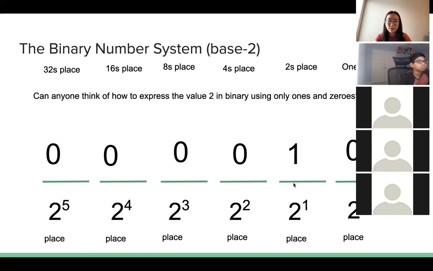So you put a 1 in the 2's place in binary, and so that's why we only have 1s and 0s, because everything just carries over if it gets bigger than a 1.